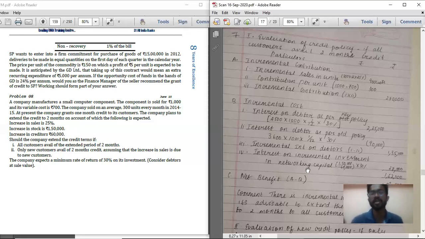into 30%. This 27,000 is the interest amount which is being blocked because of the increase in credit policy, because of the increase in credit period. So record this 27,000 in the outer column. Statement number small Roman number 4, interest on incremental investment in net working capital, 27,000. Now total the incremental cost: 27,000 plus 1,35,000. So the total cost is 1,62,000. Underline it. So that is incremental cost, that is capital B.